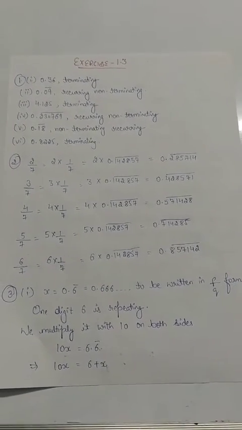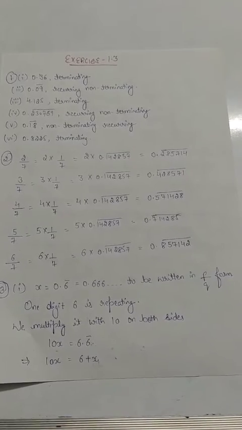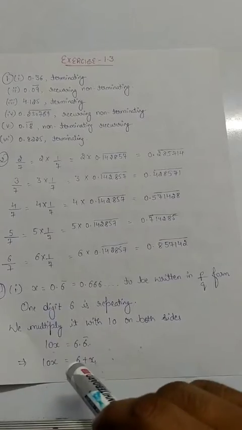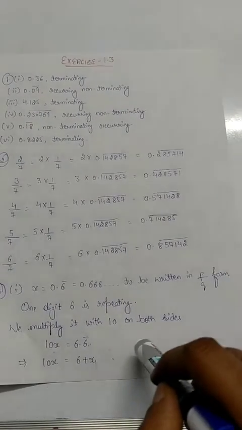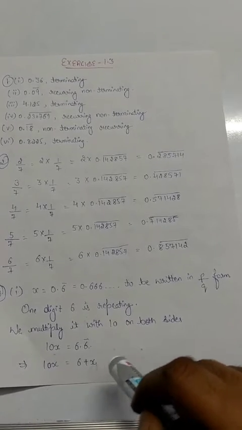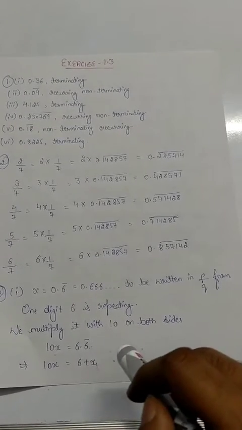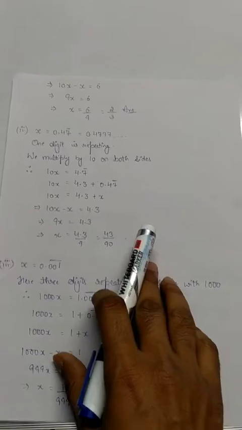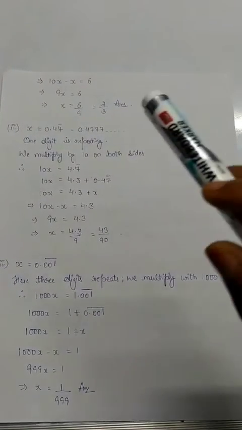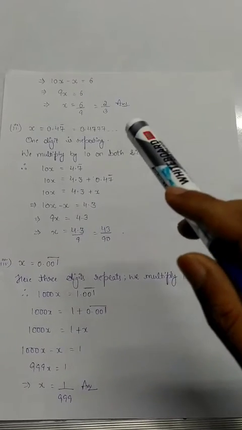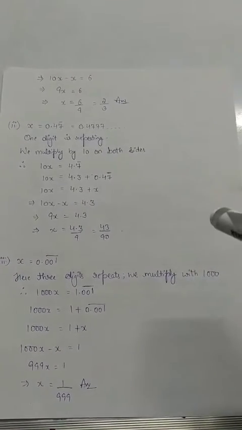We get 10x equal to 6.6 bar. As we have taken 0.6 bar equal to x, this is equal to 6 plus 0.6 bar, that is equal to 6 plus x. So 10x equal to 6 plus x. On putting the values, we get 10x minus x equal to 6. So 9x equal to 6. So x equal to 6/9, that is equal to 2/3.